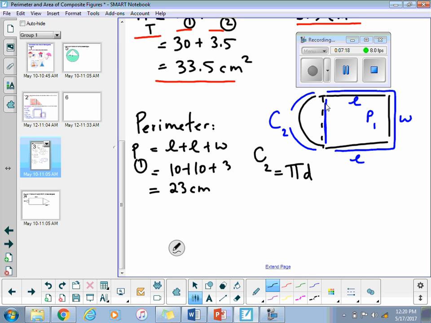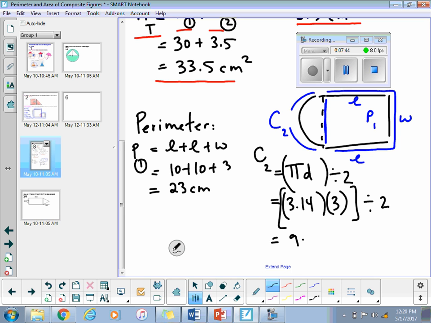Not the radius, the diameter across. And then because it's a semicircle, we're going to divide all of that by 2 once again. Okay? So plugging everything into our calculator, that's pi, the d is 3, and then all of this, divided by 2 would give us 9.42 divided by 2, and then finally 4.7 centimeters.